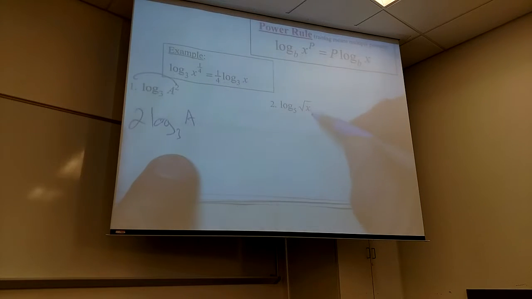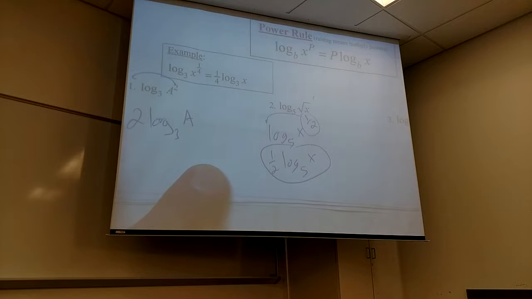So what about this guy? Is it written in the right way yet? No, I don't see a power on the inside. I think it's like a first power that comes down. I didn't do anything really. But how can I rewrite square root of x? x to the 1/2. And then that 1/2 power can be written in front. I like it.